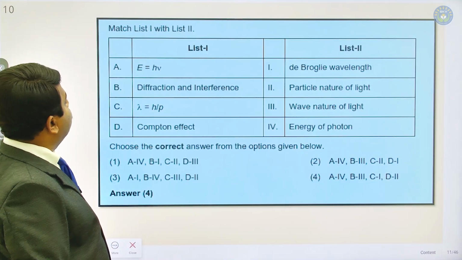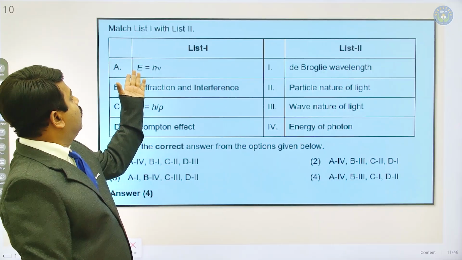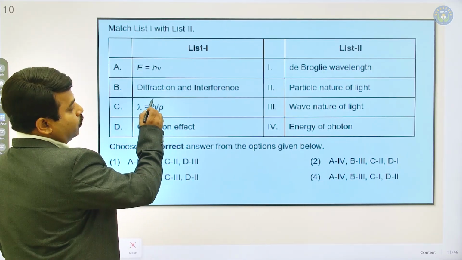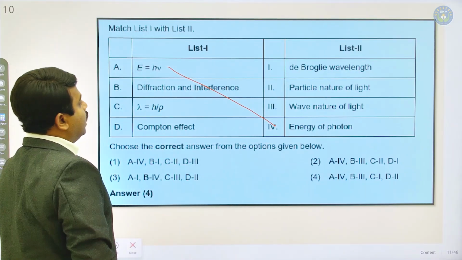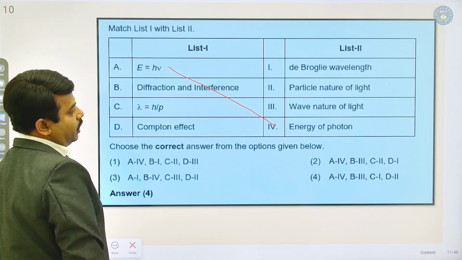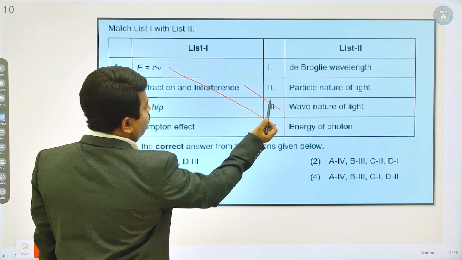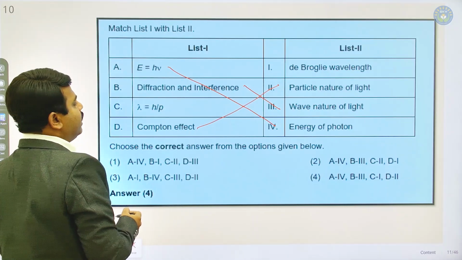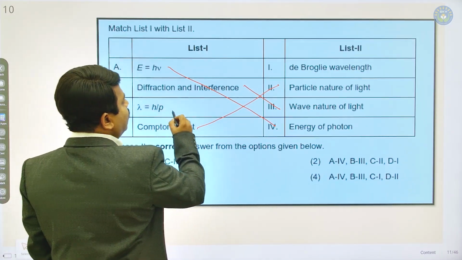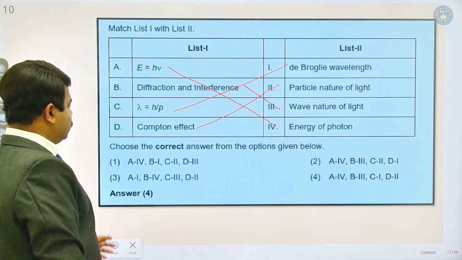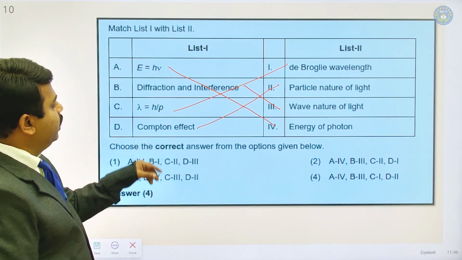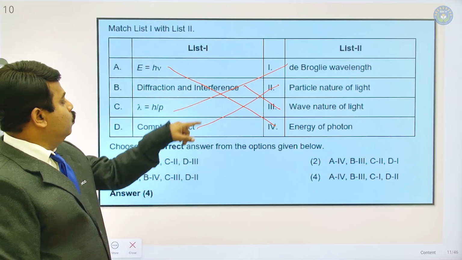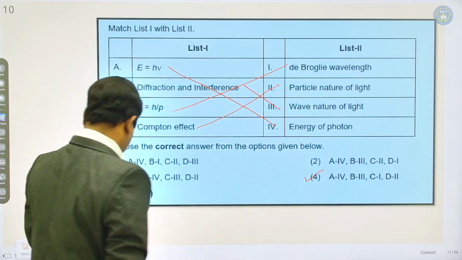Now let us go to question number 9. Here, h nu is the energy of a photon, right? And diffraction and interference, that is the wave nature of light only, right? Photoelectric effect and Compton effect, that is particle nature, and lambda is equal to h by p, that is the de Broglie wavelength only, right? Then which is the option? All these are satisfied by option 4 only, because A to 4, B to 3, C to 1, and D to 2, right? Then option 4 is correct, right?